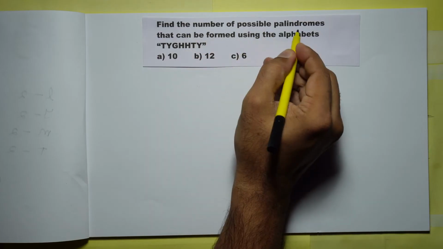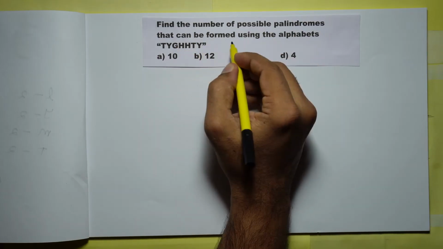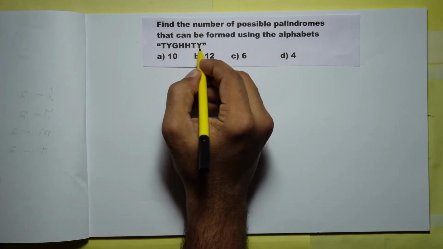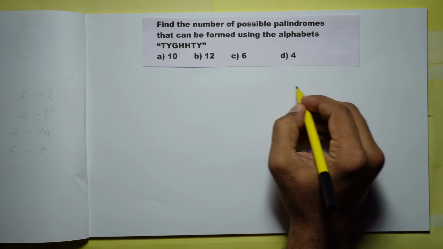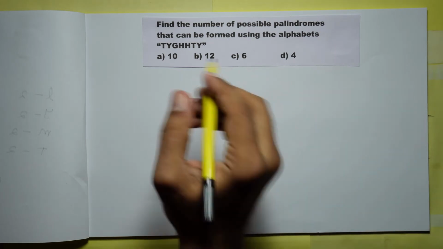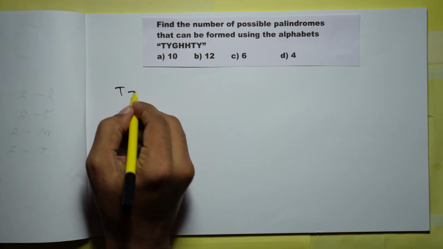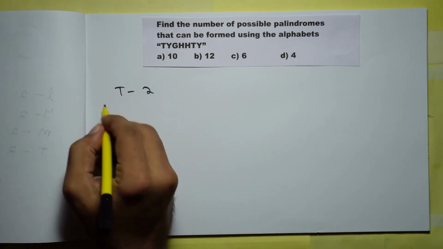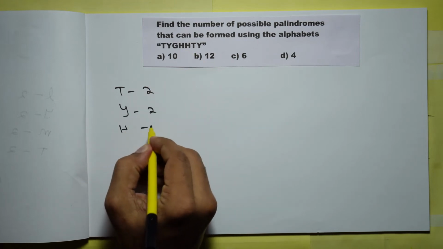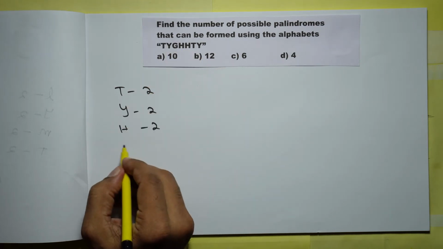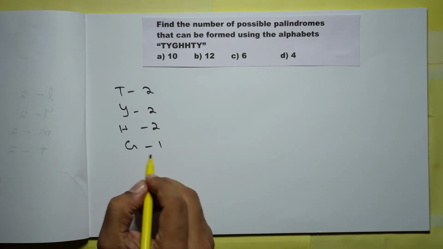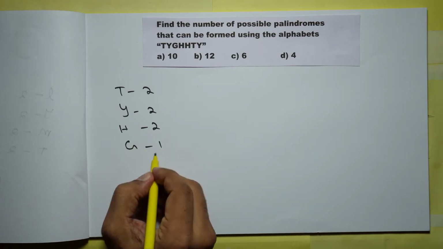Find the number of possible palindromes that can be formed using these alphabets. Now a palindrome is a word whether you read from the left or from the right, the spelling will be the same. Now here 2 T's are there, 2 Y's are there, 2 H's are there, and only 1 G is there. Now only 1 G is there, or generally you have an odd number of G's.